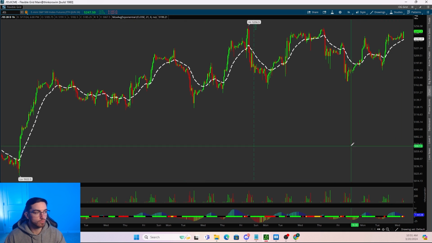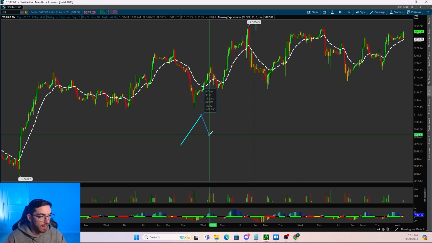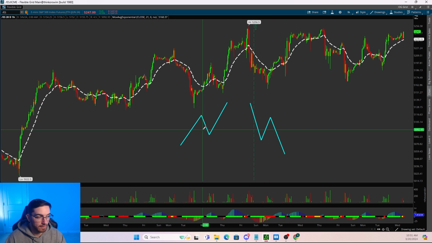So now that you have those two drawn, how do we actually utilize this tool? Now, the very first thing that you want to look for is an overall trend. Is the trend uptrending where it's setting higher highs and higher lows? Or is it downtrending where it's setting lower highs and lower lows? This is going to be very important.